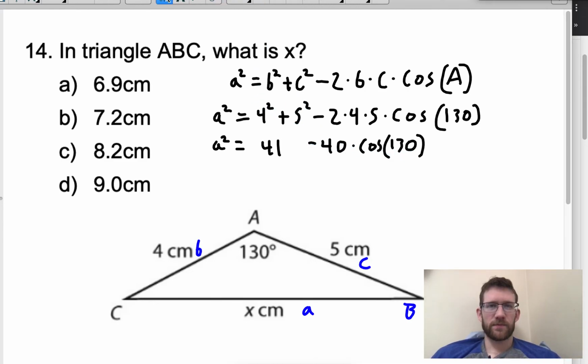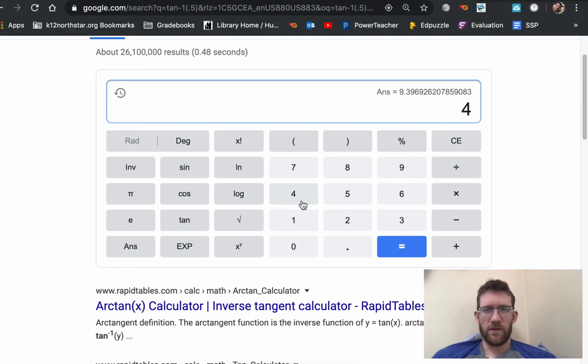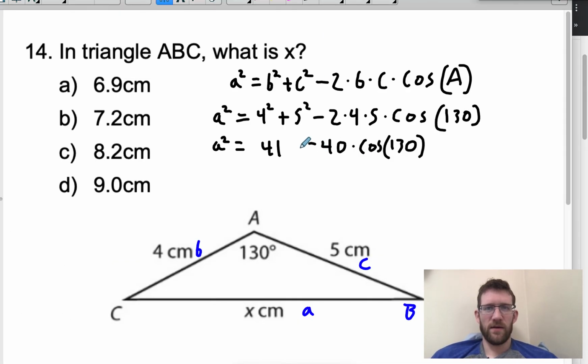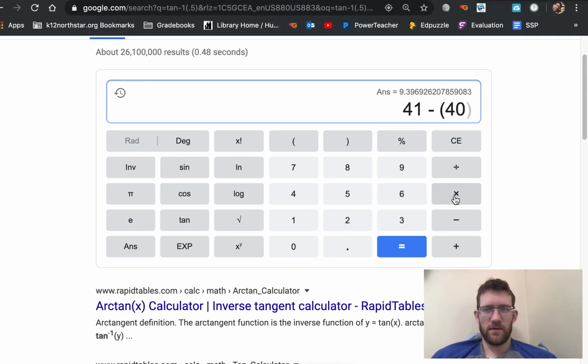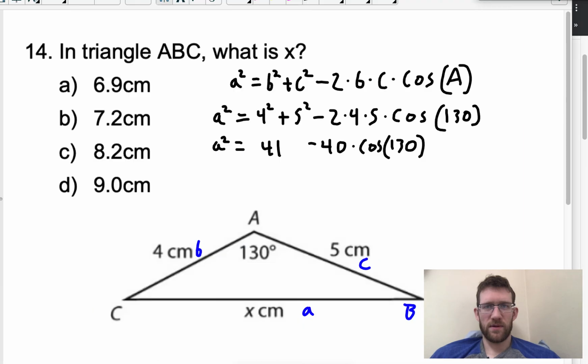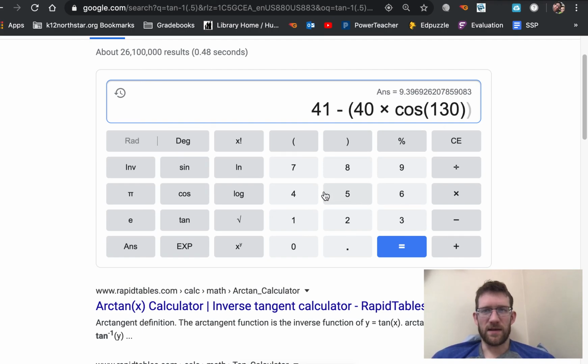So in this case, we can simply evaluate this using our calculator. So 41 minus 40 times the cosine of 130. We can go over here to Mr. Calculator and do 41 minus, I'm going to put a parentheses here so I can remember to keep track, 40 times the cosine of 130. Was that the right number? Yeah, 40 times the cosine of 130. So what is 41 minus this thing?